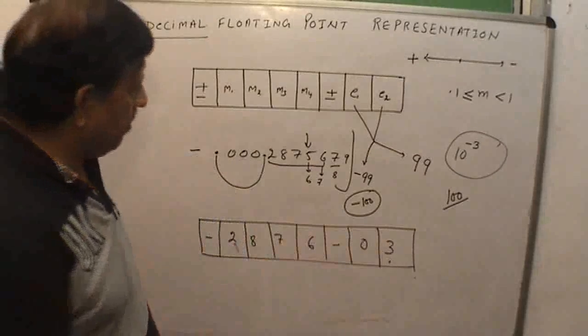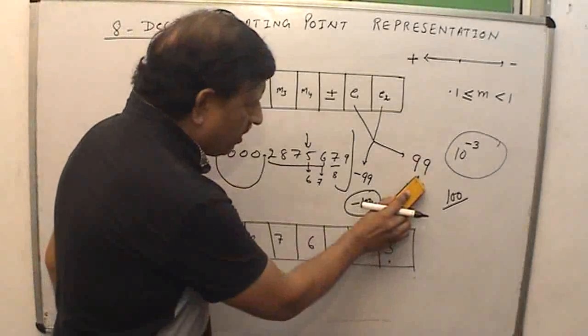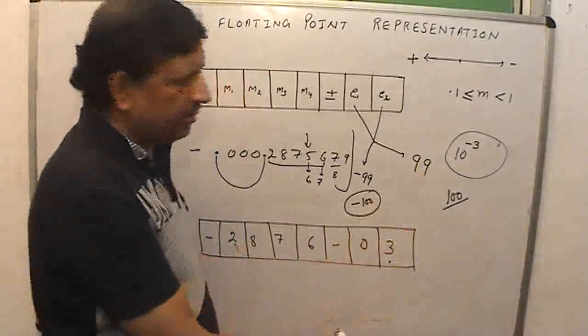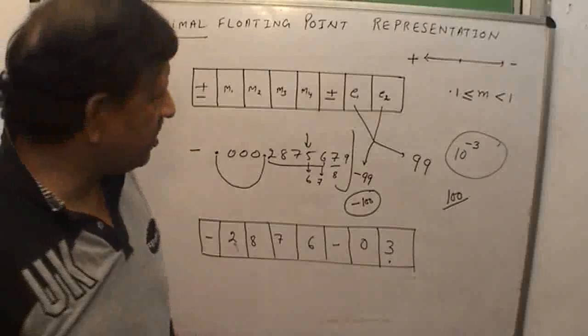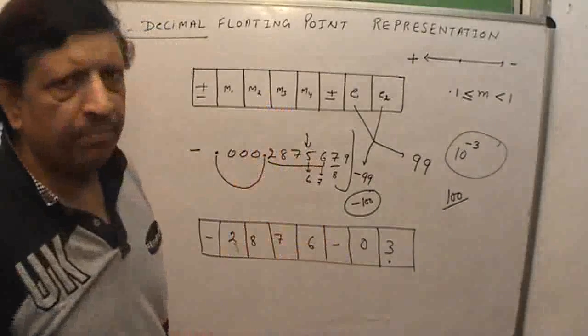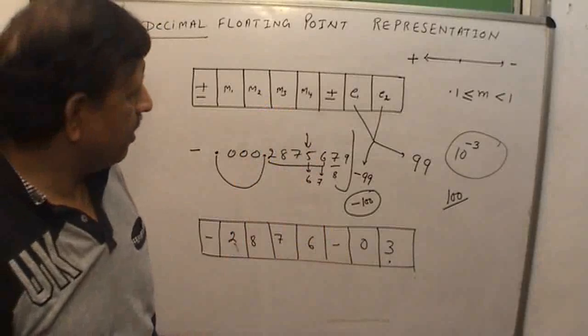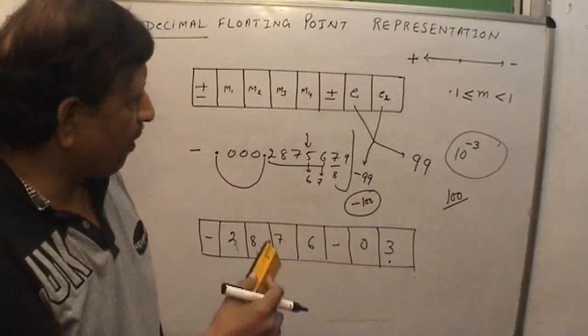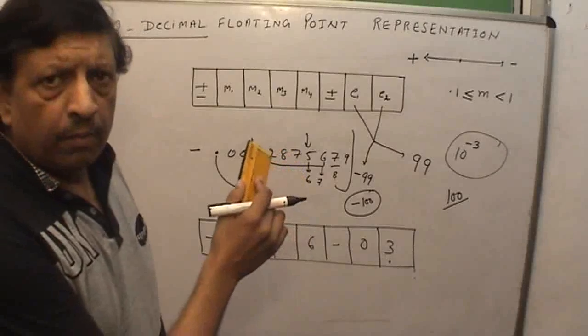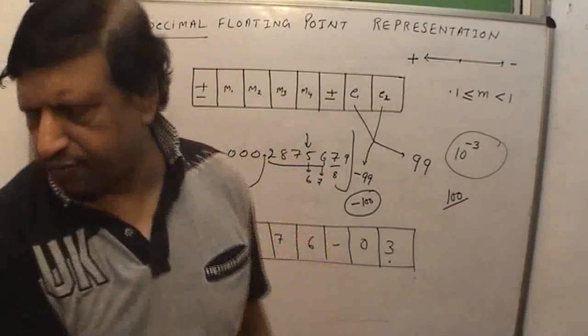Now, if this figure is greater than 99 or less than minus 99, then this format is in trouble. So how do we cooperate with this problem? We cooperate with this problem with overflow and underflow.